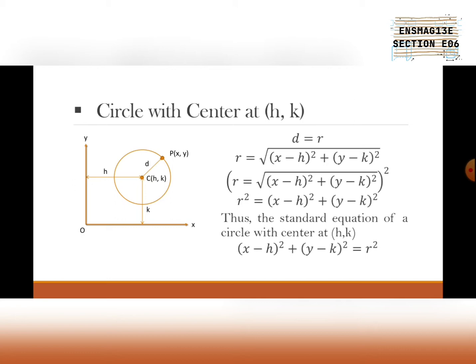Conversely, the graph of an equation of this form is a circle with center at h, k and radius equal to r. This fact is evident since the equation is satisfied by and only by points whose distance from h, k is r. Hence, it is an easy task to write the equation of a circle whose center and radius are known, or to draw the circle whose equation is expressed in this form.